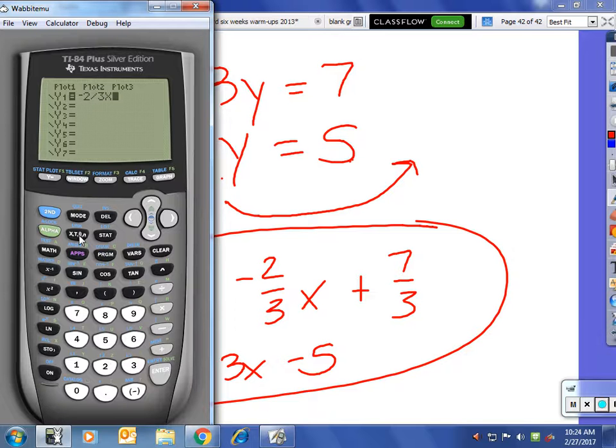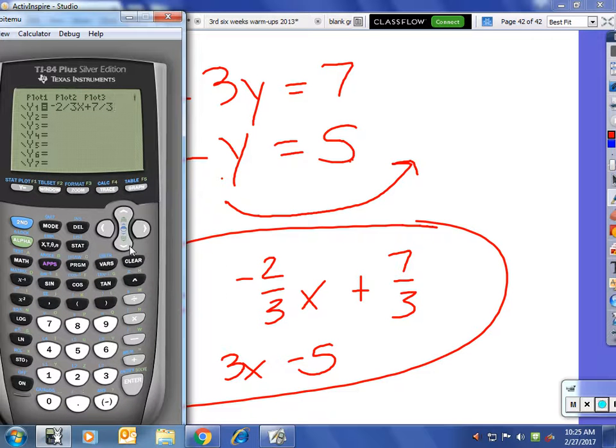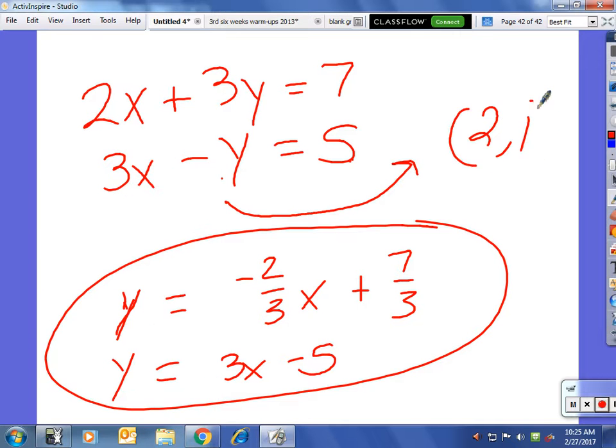Y equals negative 2/3 x plus 7/3. And then the other one is y equals 3x minus 5. If I can't see it on the screen, I have to zoom out, but I think I can see this one. Yep, there it is. Second function, calculate, intersection, first curve, second curve, guess. I'm getting 2, 1. Is that what y'all got? Dylan, did you get that? This is important stuff here.